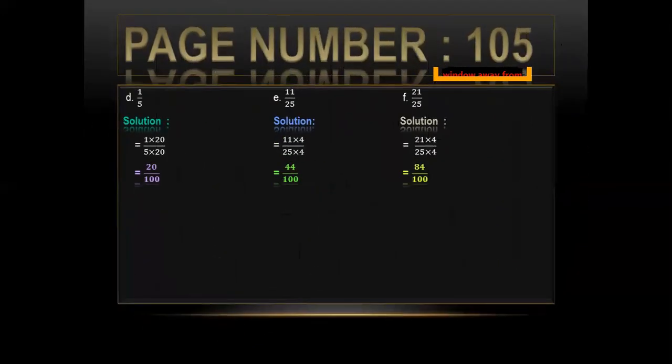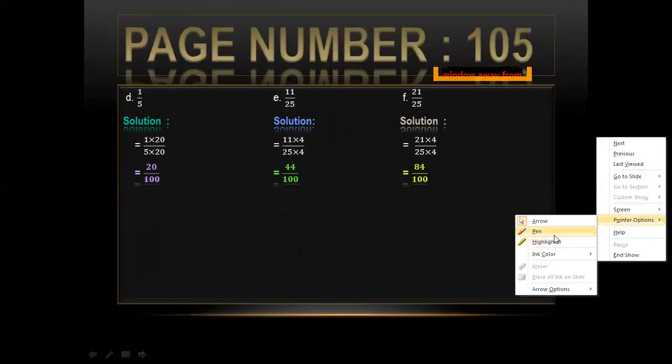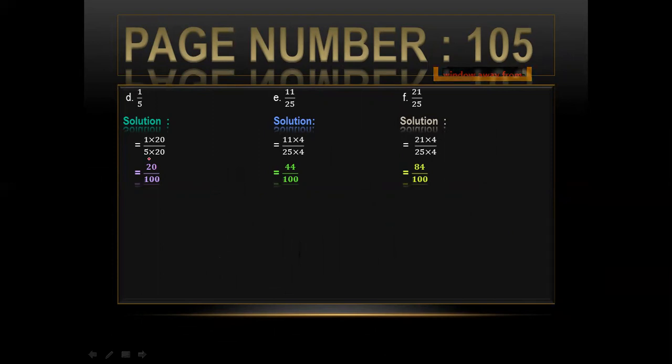Now come to part D. The same denominator that we discussed already in the previous part, 1 over 5. In the C part, 4 over 5 was there. Now we have 1 over 5 and again to make it 100, what will we do? We multiply both the numerator and denominator with 20. 1 times 20 is 20 and 5 times 20 is 100.